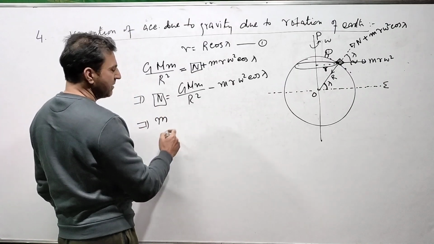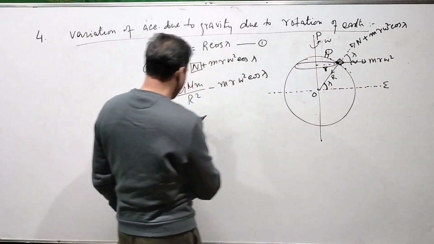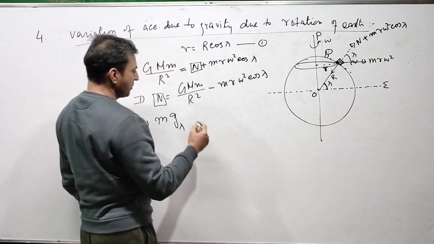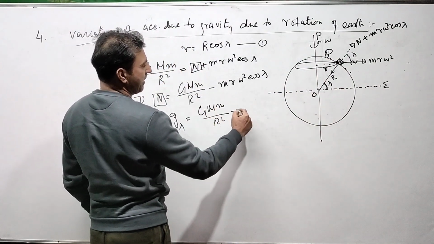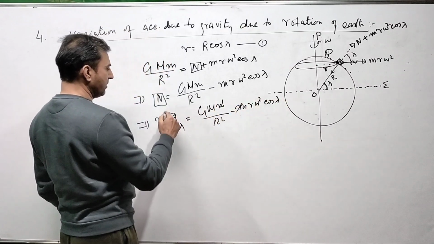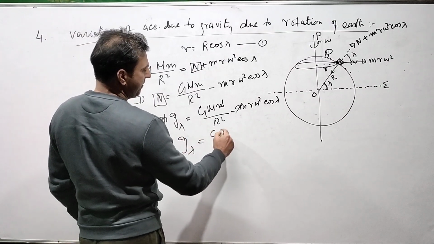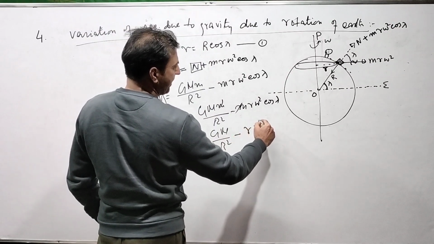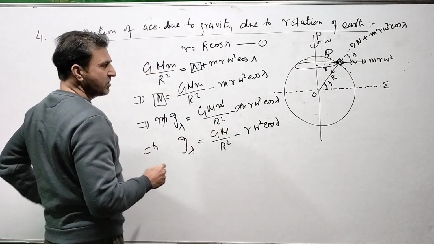This is mass into the effective acceleration due to gravity at that position, at that latitude. So that is GMm/R² minus mrω² cos λ. m gets cancelled throughout. So what is g_λ? That is GM/R² minus rω² cos λ. Now, what is g_λ?